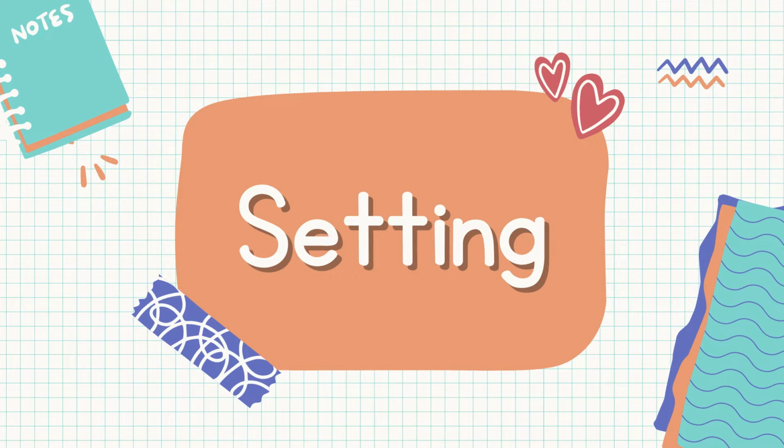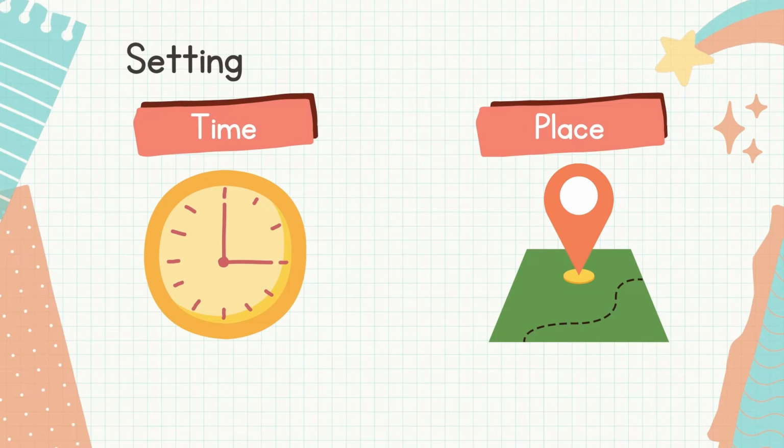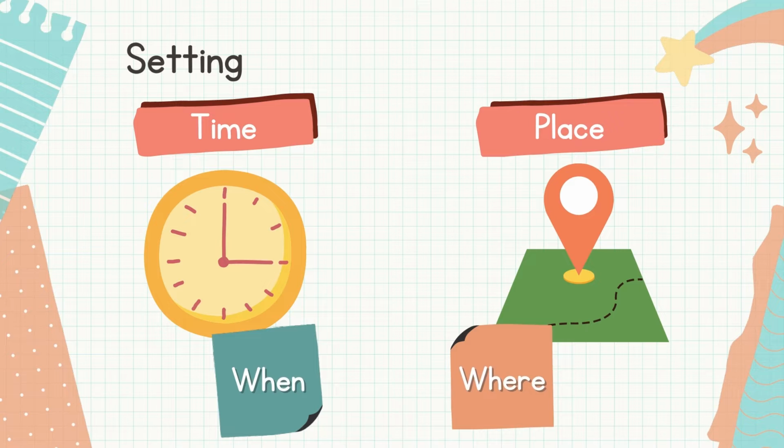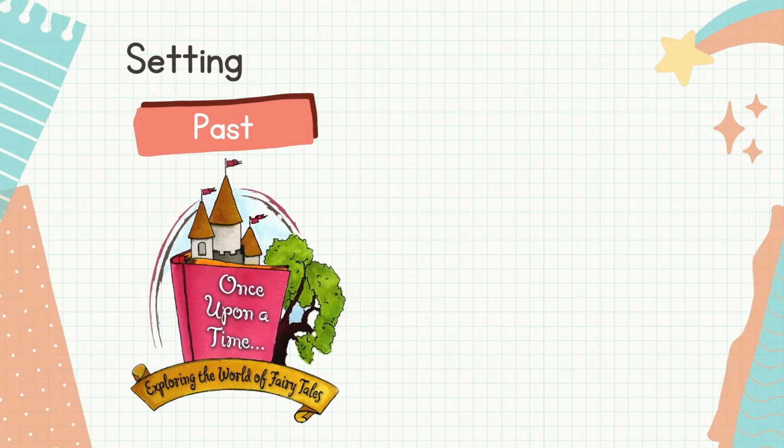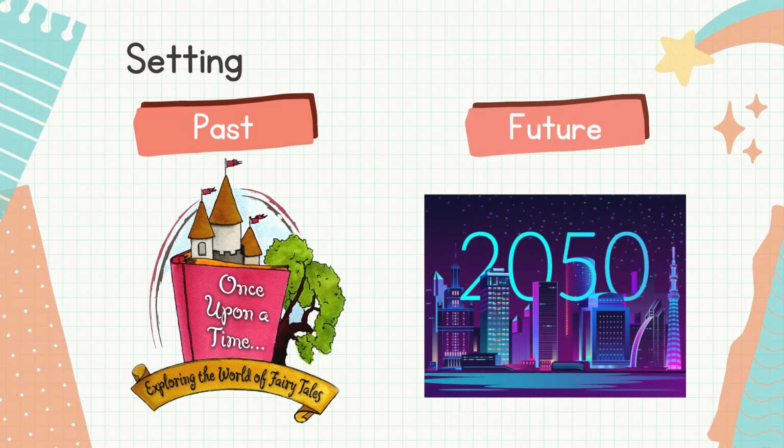Let's begin with the setting. Setting refers to the time and place in which the story takes place. In other words, when and where the story takes place. You've all read or heard the phrase, "once upon a time." But stories don't always have to take place in the past. Stories can also take place in the future, say in the year 2050.